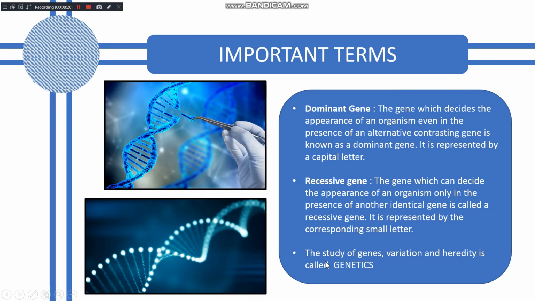And the next term is genetics. It's a very important term, genetics. What is genetics? The branch of biology, the study of genes, variation and heredity, is called genetics. It is a branch of biology in which the study of genes, variations and heredity is done. Okay.